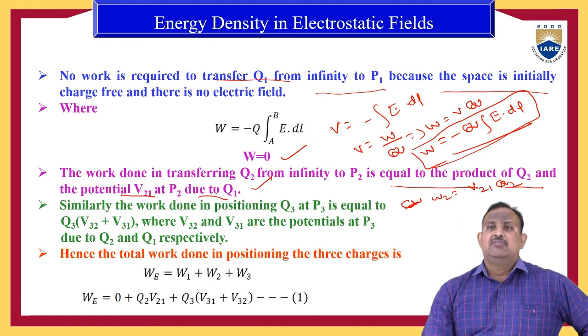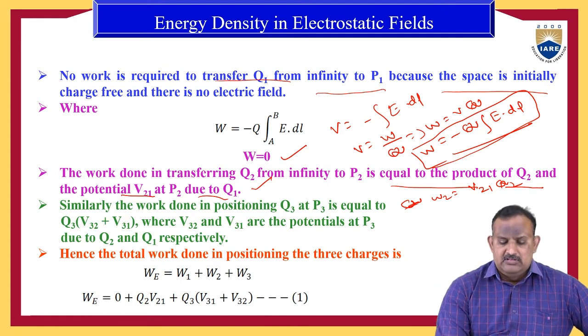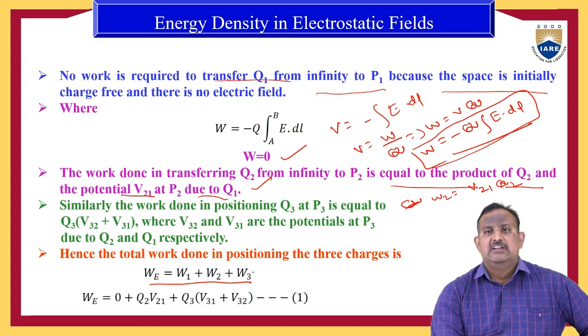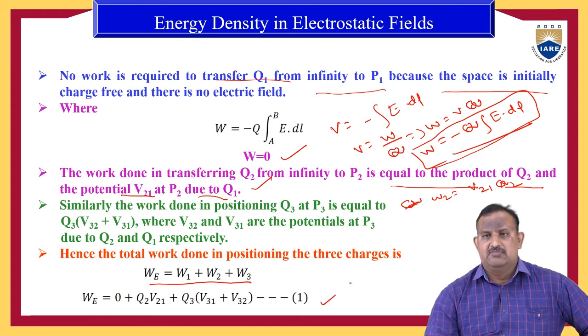Therefore, the total work done required in moving point charges Q1, Q2, Q3 from infinity to points P1, P2, P3 is W equal to W1 plus W2 plus W3. Here W1 is equal to 0, and W2 and W3 are Q2 times V21 plus Q3 times V31 plus V32. Let us call this equation 1.